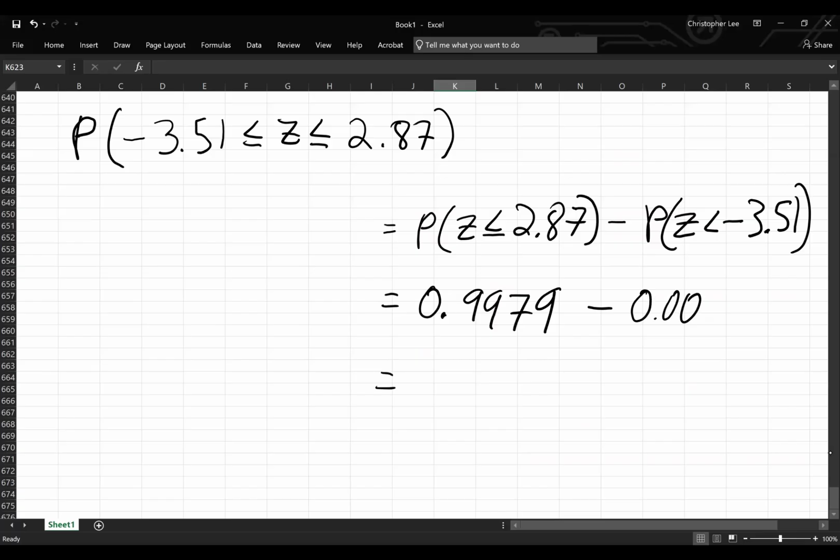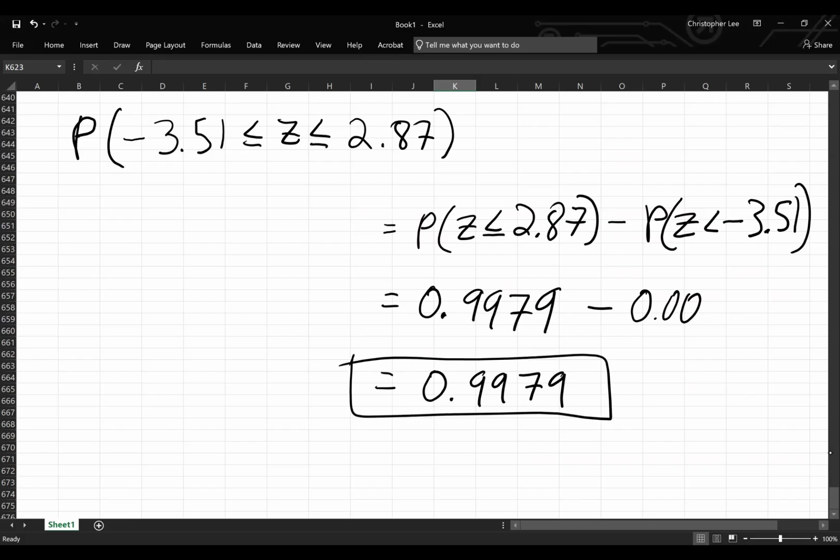Little subtraction, I get the answer 0.9979, and then that's it. Questions on this? Anybody? I didn't bother to draw the distribution this time, but it's the same kind of picture as before. I'm in between the two answers. I'm going to do less than, subtract them, and that's it. All right. So we good?